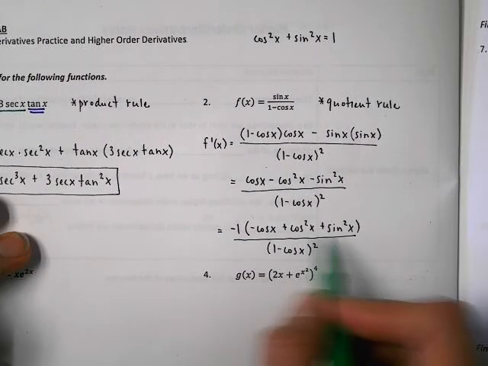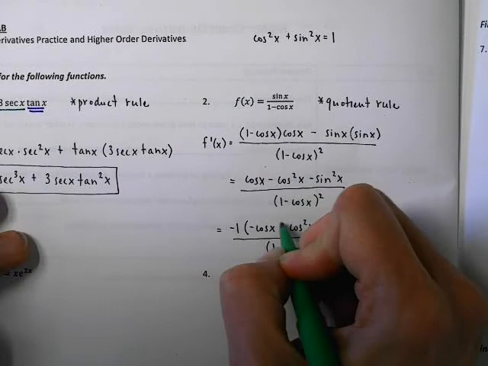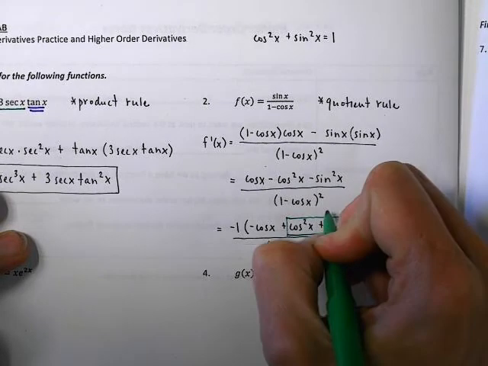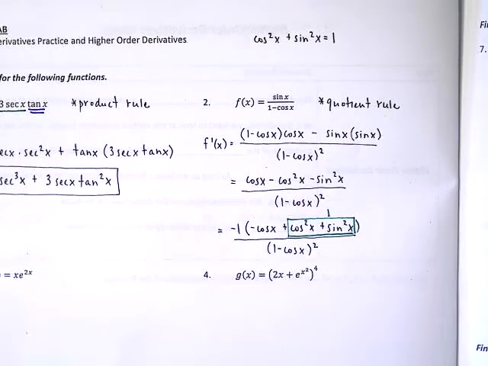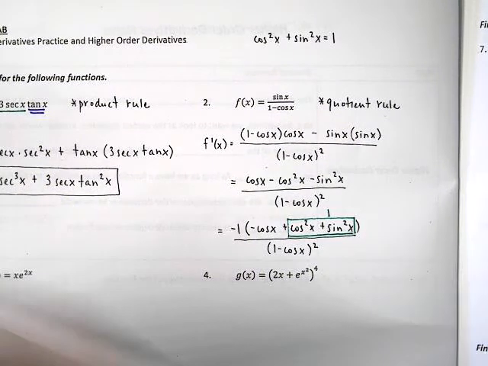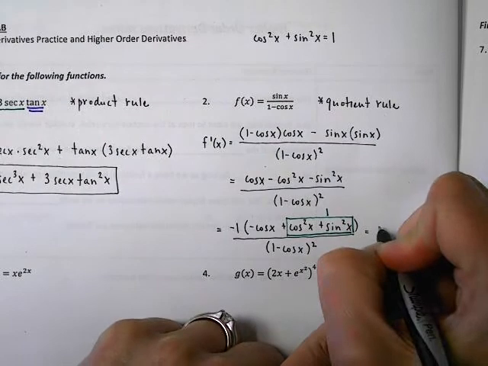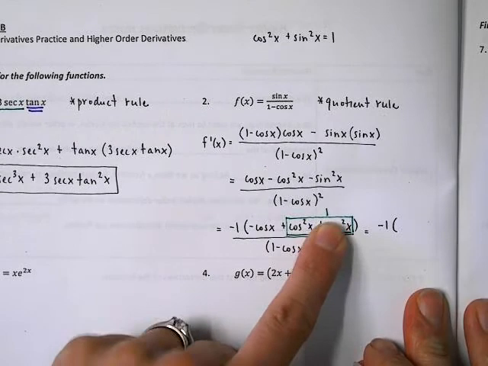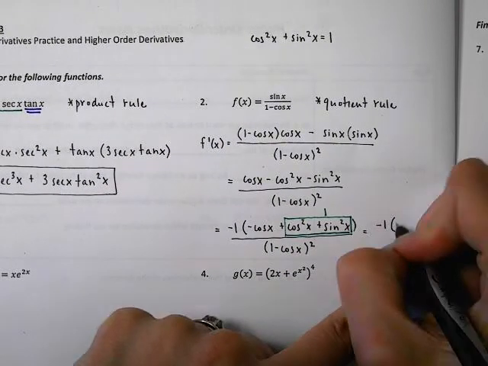Now, when I look at this simplified expression, I see that I have cosine squared of x plus sine squared of x, and I know that's just equal to 1. So now what I have is negative 1. In parentheses, if I rearrange this, I have 1 minus cosine x.